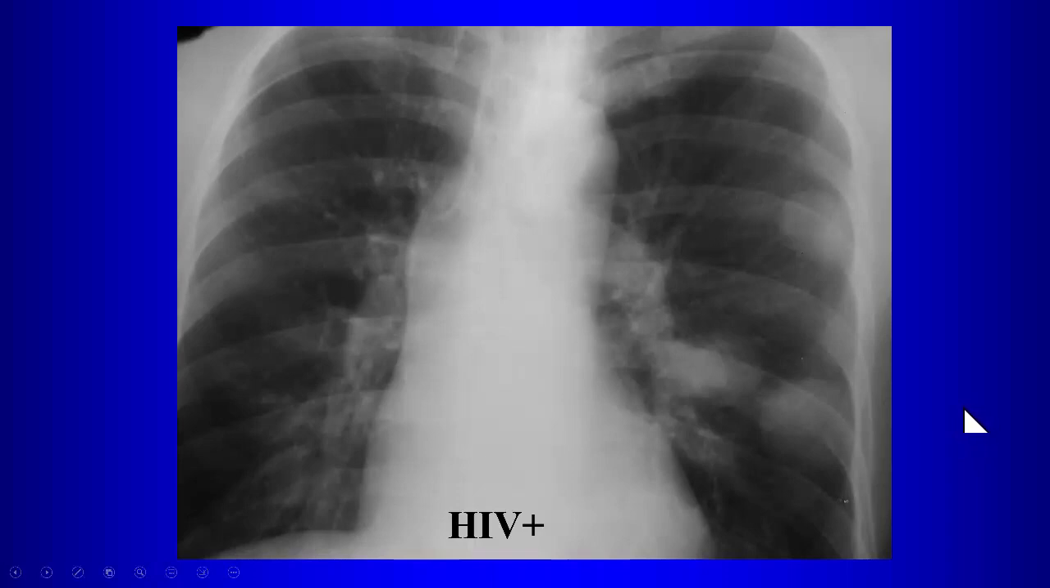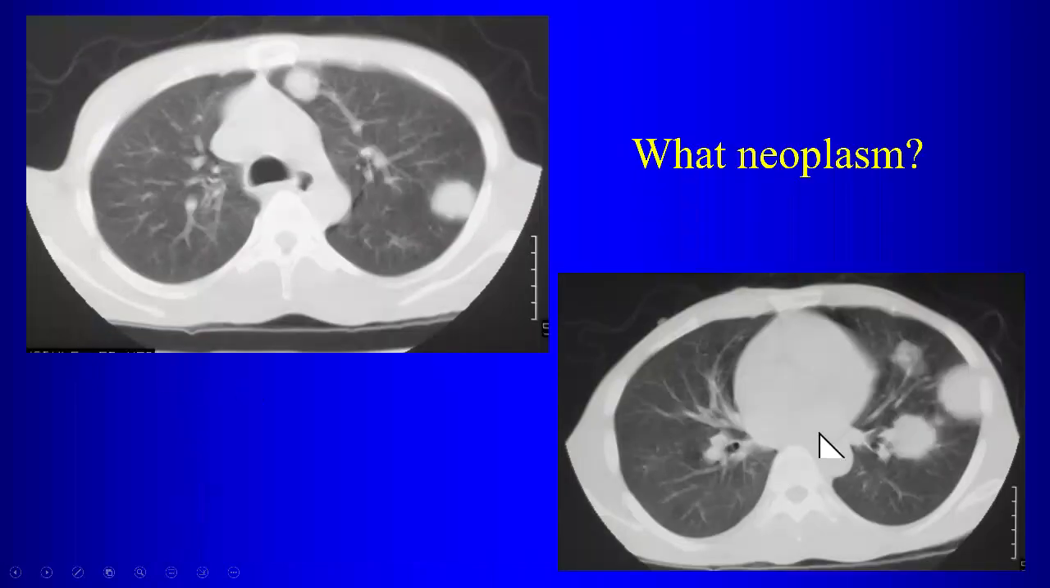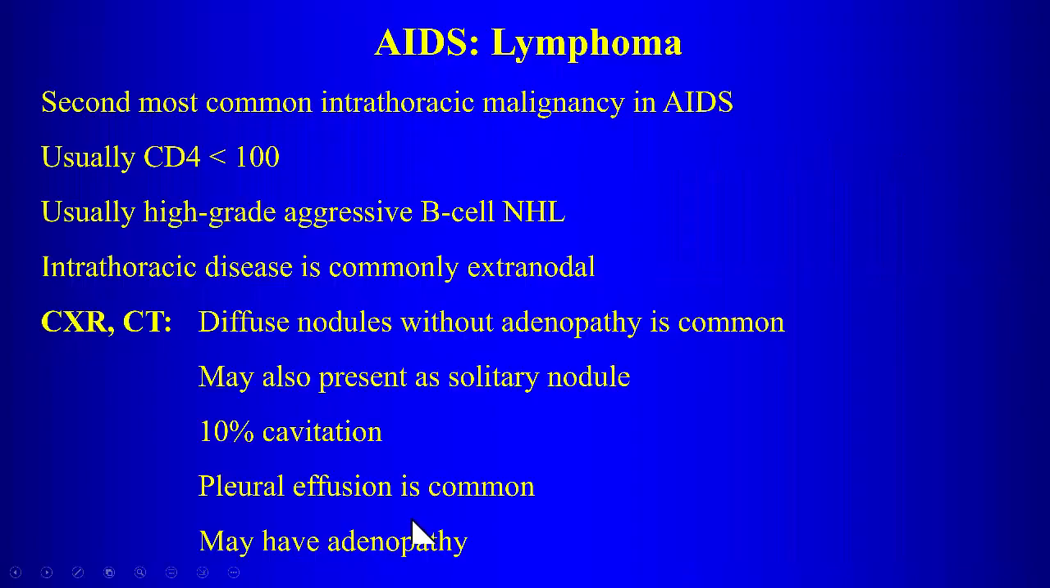What kind of lymphoma? Well, you have two choices. Non-Hodgkin's lymphoma. So that is also a common neoplasm that can occur in these patients, and that can present as lung lesions, as parenchymal masses, sometimes without lymphadenopathy. So they don't have to have lymphadenopathy.